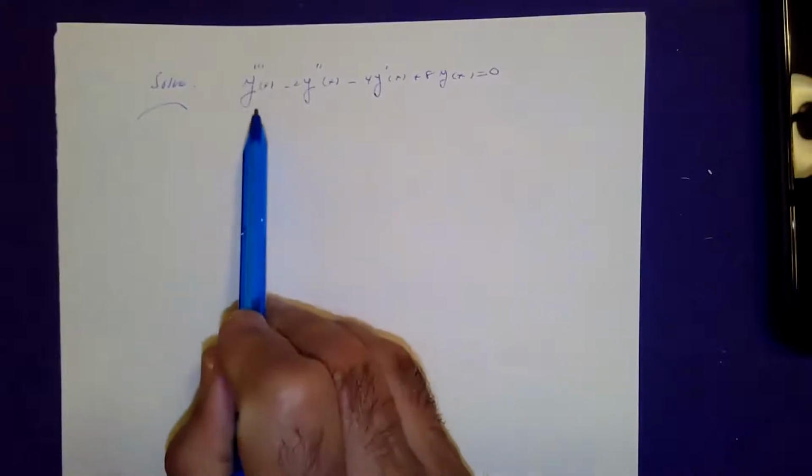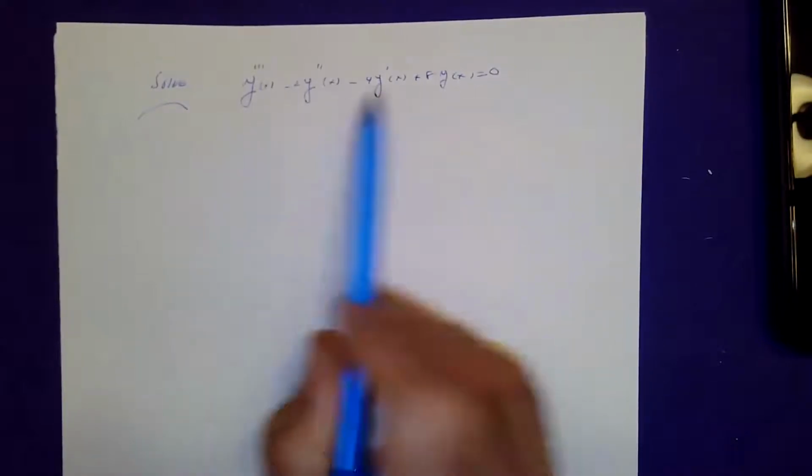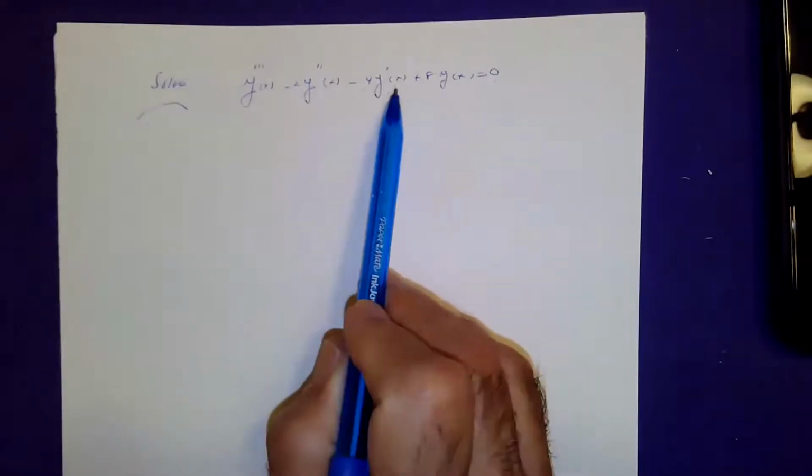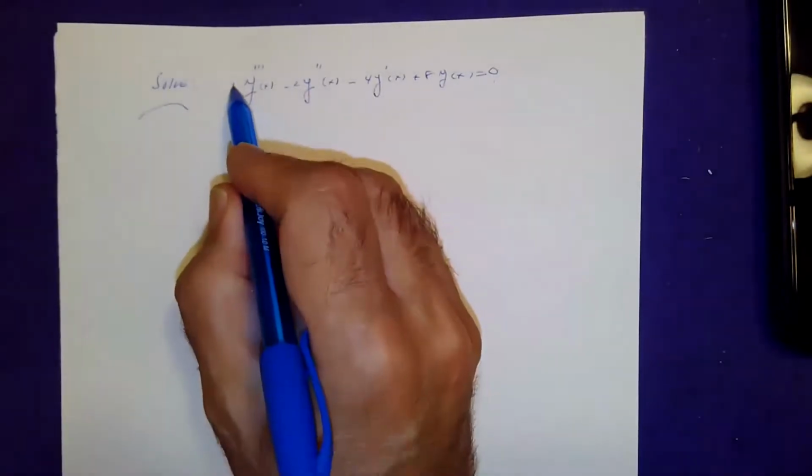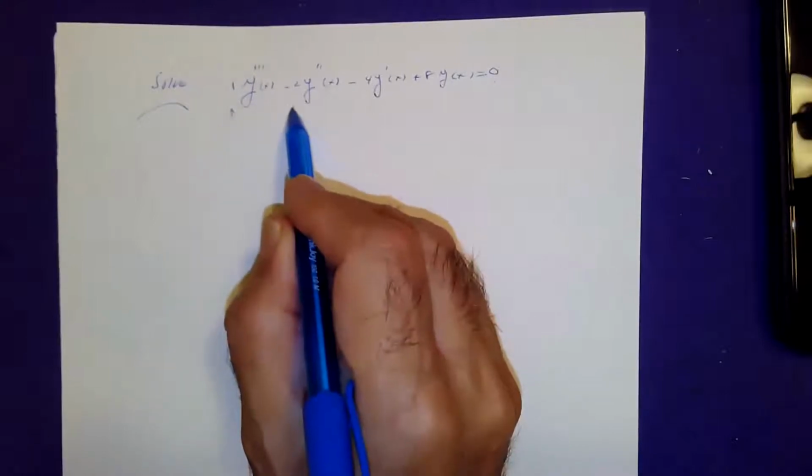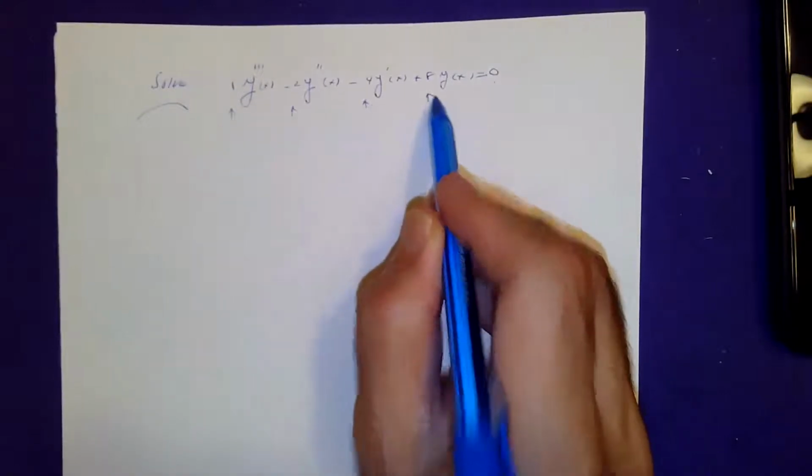So this is a third order linear homogeneous differential equation with constant coefficients. These are called coefficients. They are constants because we do have types of equations where the coefficients are no longer constant.